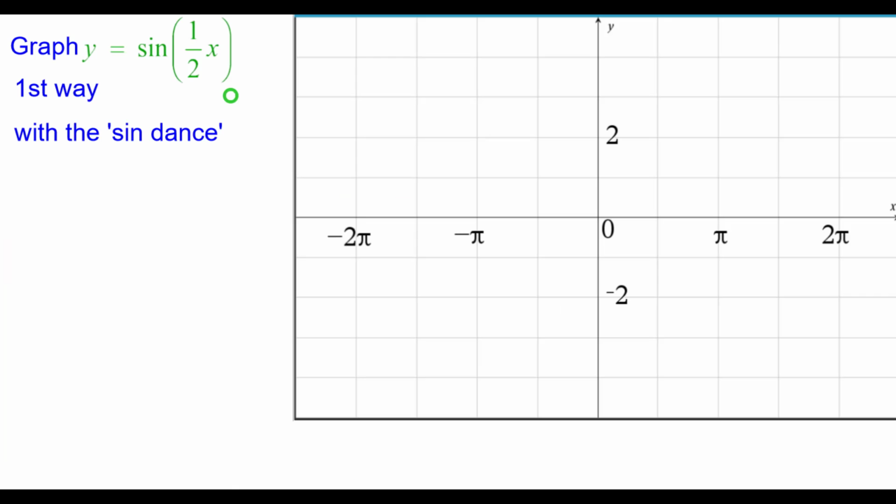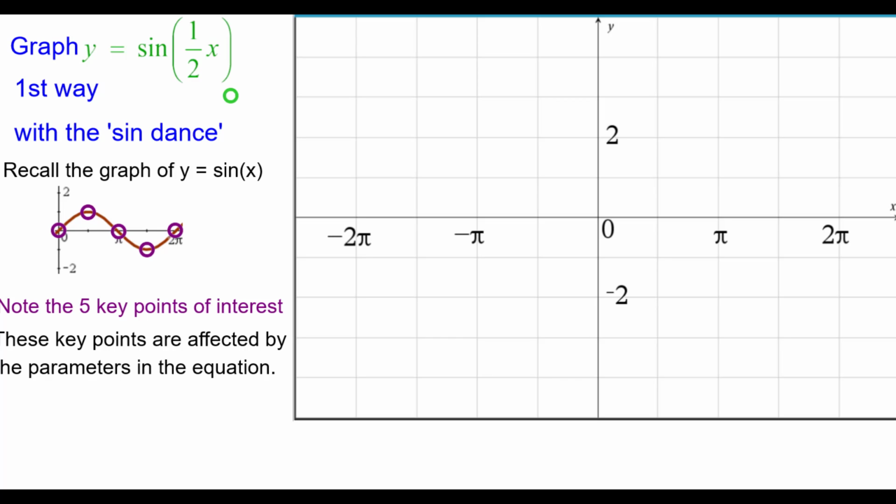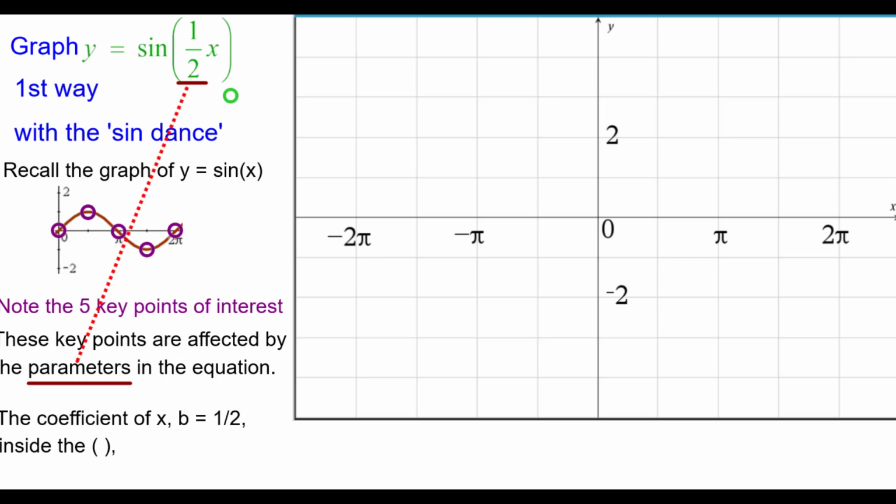The first way is with the sine dance. Recall the graph of y equals the sine of x, one period or wave. Notice the 5 key points of interest. These key points and all points are affected by the parameters in the equation, namely the 1/2 times x inside the parentheses. That coefficient of x, b equals 1/2, inside the parentheses affects the width of the period inversely.